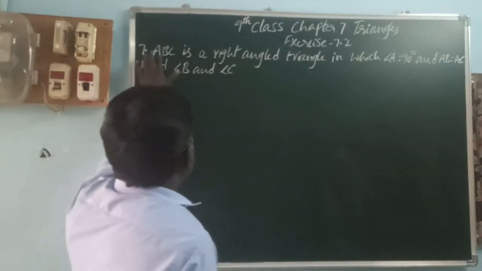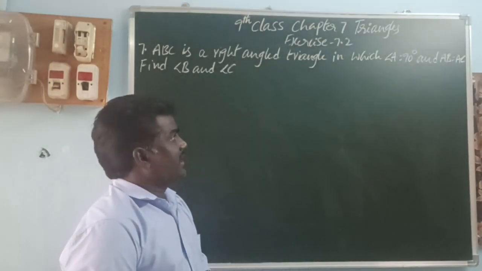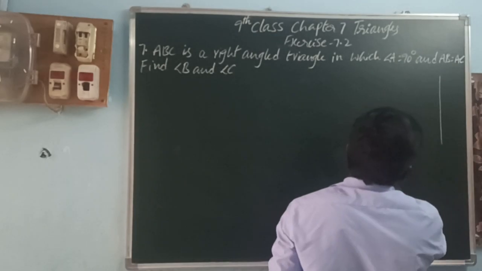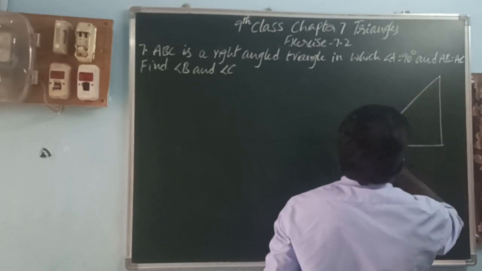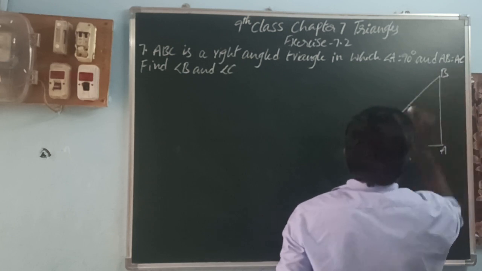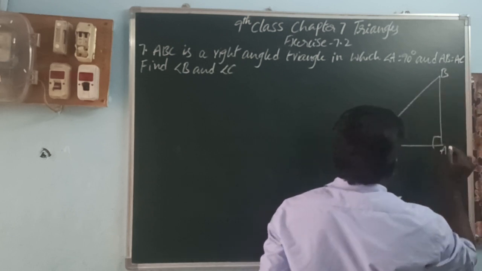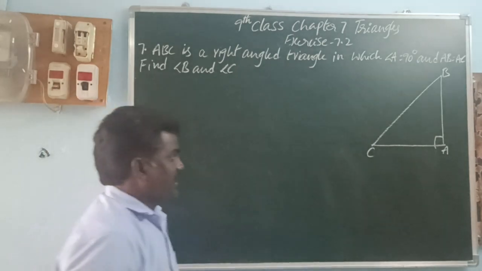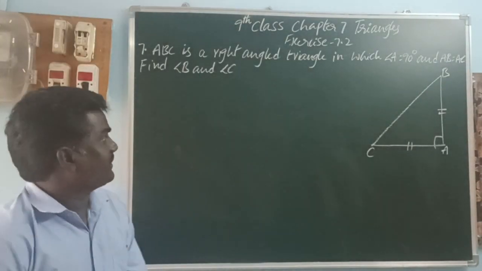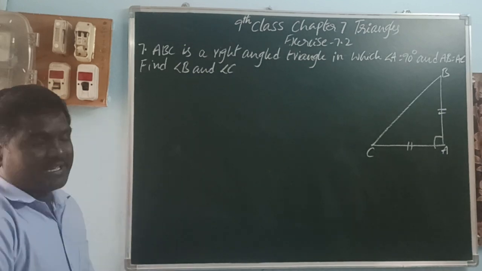Second, triangle ABC is a right angle triangle in which angle A is equal to 90 degrees. Triangle ABC, right angle is at A and AB is equal to AC. Find angle B and angle C.